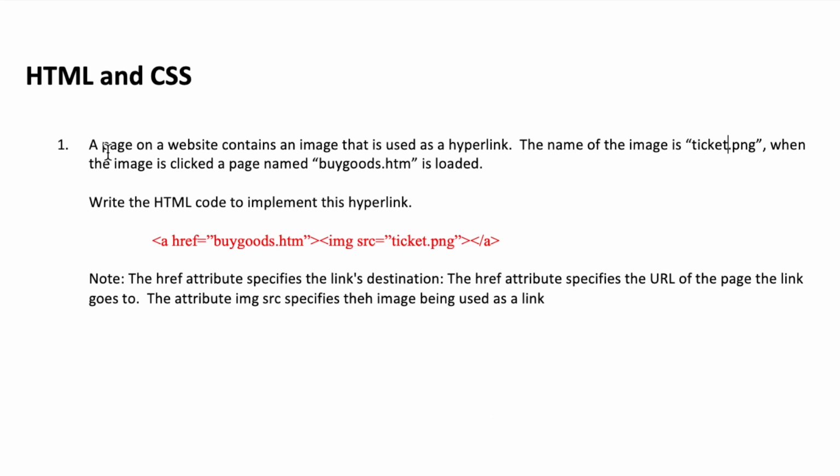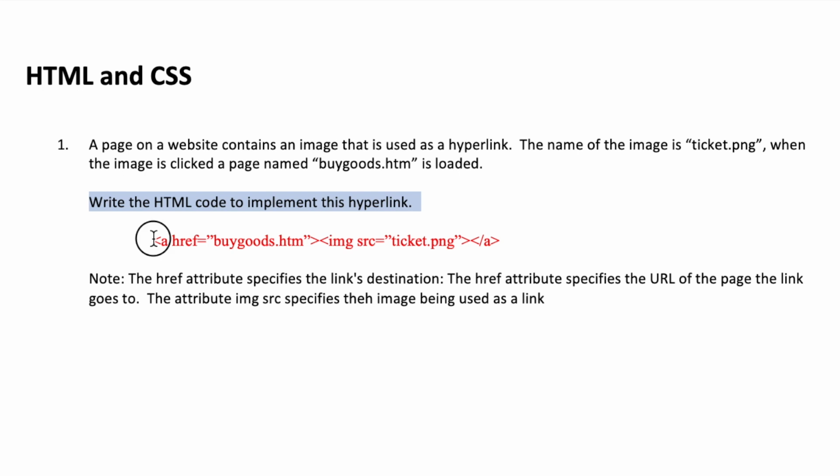So let's look at question 1. A page on a website contains an image that is used as a hyperlink. The name of the image is ticket.png. When the image is clicked, the page name buygoods.htm is loaded. Write the HTML code to implement this hyperlink.